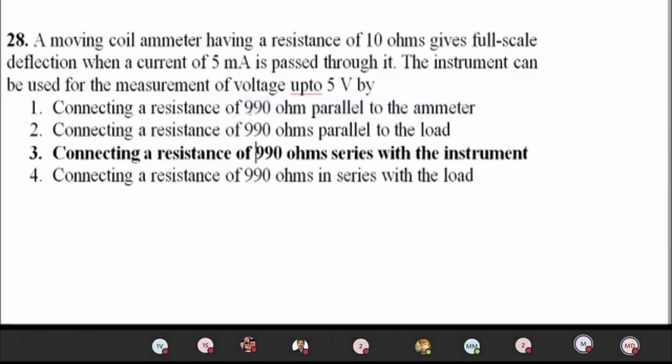Again, you can see in all the answers the resistance specified is the same, no changes there. In all the 4 choices it is 990, 990, 990. So instead of wasting time in doing the calculations, we have to find the exact choice. Since it is going to act as a voltmeter, resistance must be connected in series with the instrument. So the exact choice is choice number 3.